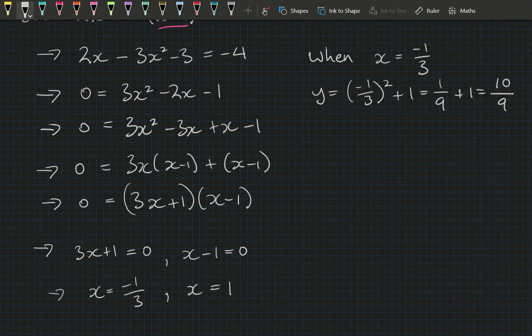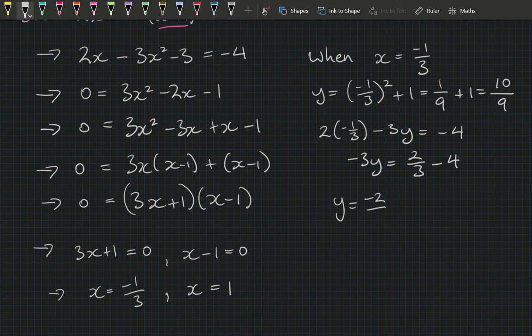And the linear equation makes 2 times minus 1/3 minus 3y equals minus 4, which leaves us with minus 3y is equal to 2/3 minus 4. And if I divide everything by minus 3, I've got y equals minus 2 on 9 plus 4 on 3. And because 4 on 3 is 12 on 9, I've got 12 minus 2 on 9 equals 10 on 9, which thank goodness is the same as the other one.